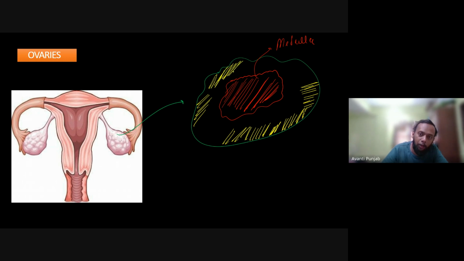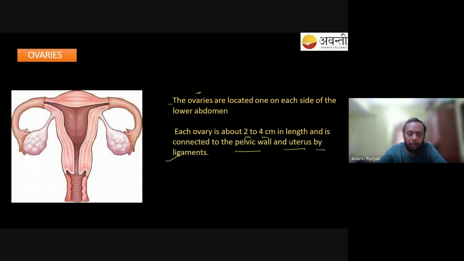So then you have the outer part. The outer part of the ovary is called the cortex. So cortex and medulla are the two regions you will find in the ovary, and the ovary is the site where ova formation takes place.